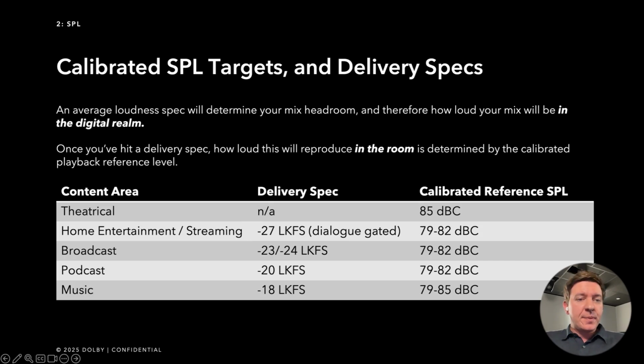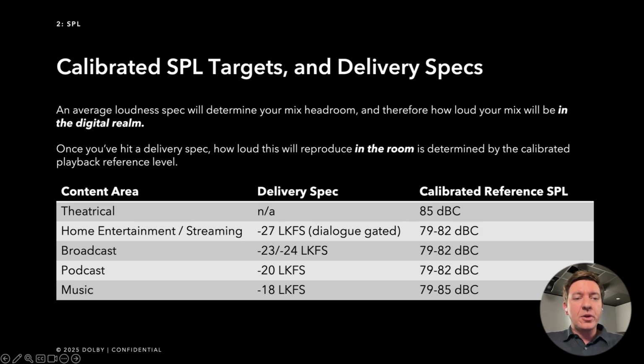So as we've talked about, theatrical, the calibrated reference level is 85 dBC. For home entertainment streaming, various different specifications, but one of the most common ones for Netflix, minus 27 LKFS. That's gated by dialogue. Not going to get into that here, but it's a key differentiation to make. And the calibrated reference level in the studio is probably going to be somewhere between about 79 to 82 dBC.